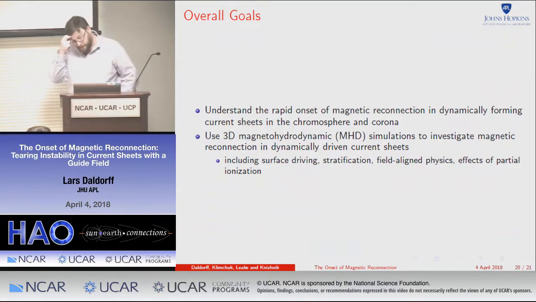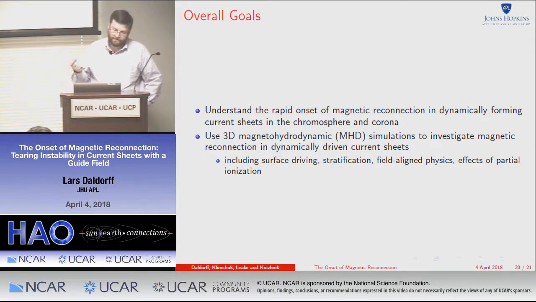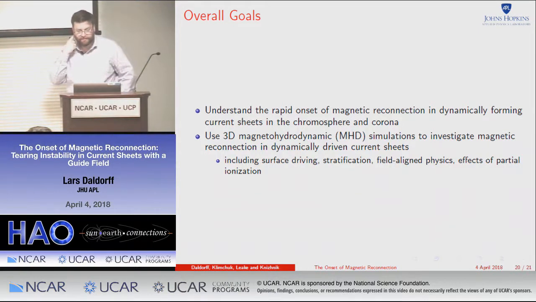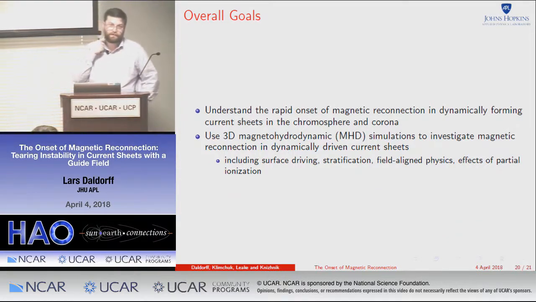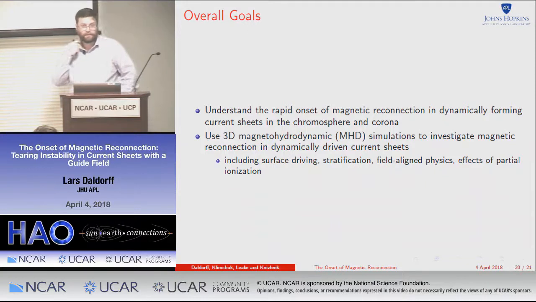So that is basically the state we are in. This is an ongoing project. We hope to work on this for two years to make sure we get out all numerical effects. Also, this project is about understanding the rapid onset of magnetic reconnection in dynamically forming current sheets in the chromosphere and corona. So with time we need to include more effects, especially like the line-tying issue studied by Hood and others, to see how this will interfere with reconnection.